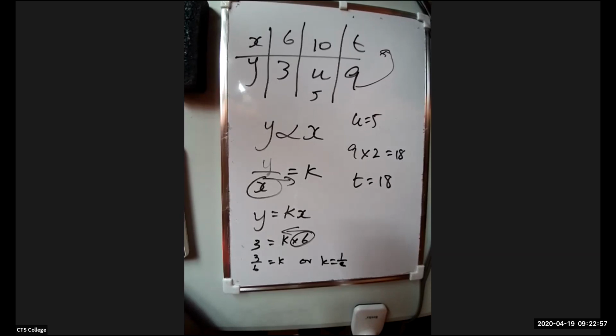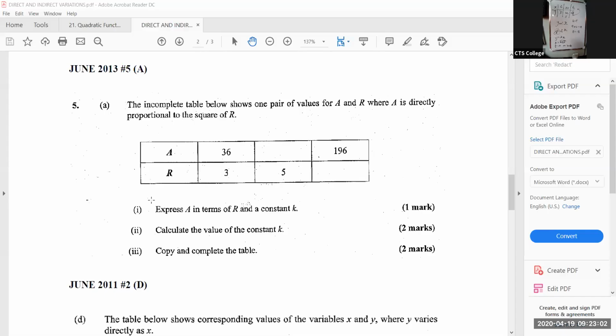Remember, you all can take screenshots and stuff, right? Okay, the other question is telling us to complete the table below. Sorry, the incomplete table below shows one pair of values for A and R, where A is directly proportional to the square of R. This one looks a little complicated, but not to worry. So let's see what we are given.